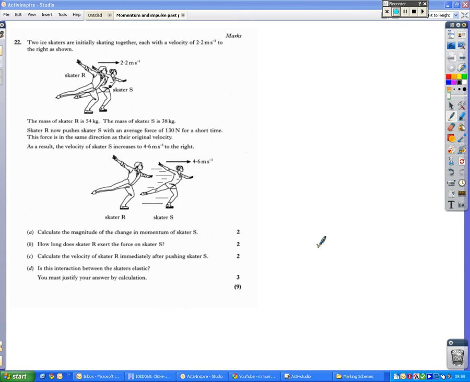This is a 2003 past paper. It's a momentum and impulse question, and on any of these types of questions what I would normally do is draw a little diagram of what's happening before you do anything else.